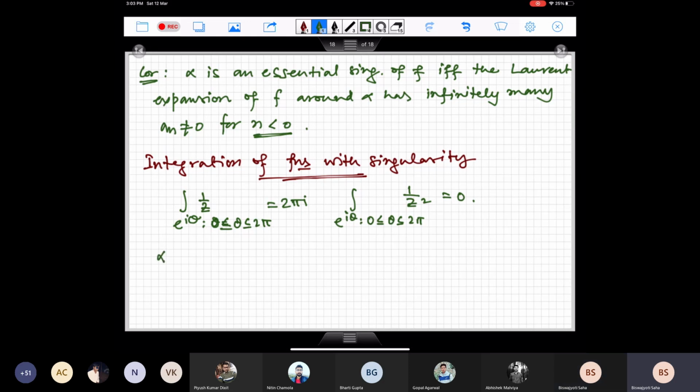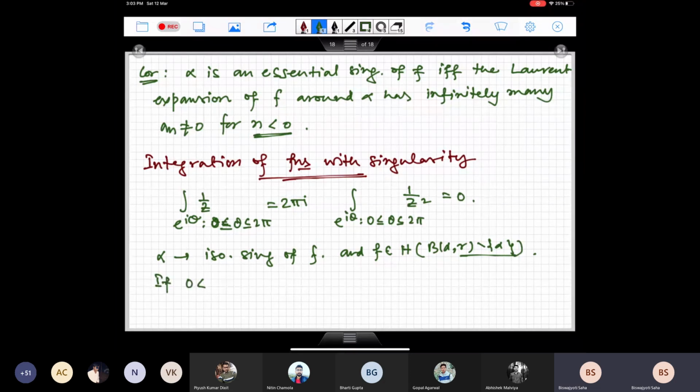Okay, so alpha is, let's say, an isolated singularity of f, and f, let's say, is holomorphic on B(alpha, r) minus alpha. Okay, so let's say I have this, and now let's say I have 0 less than capital R less than little r. Then my question is, what is the integral of f over alpha plus gamma capital R? Okay, so I want to understand what this integral is.